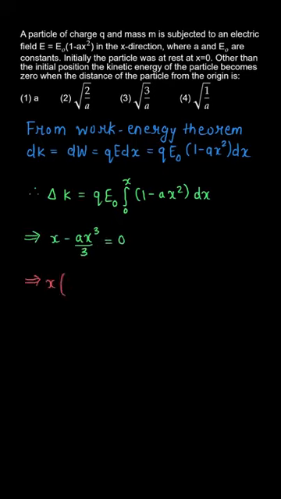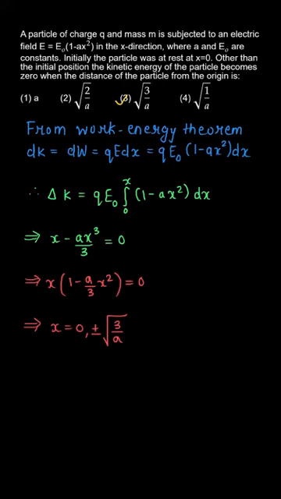So on solving this further, we can say that x minus a into x cubed by 3 would be equal to 0. In this case, this value is equal to 0 because it has been given that the kinetic energy of the particle finally becomes 0. So the energy initial and final are both 0, so delta K would be 0. So if you take x common over here, we get 1 minus a into x square by 3. So we can say that x equals to 0 and x equals to plus or minus root 3 by a.